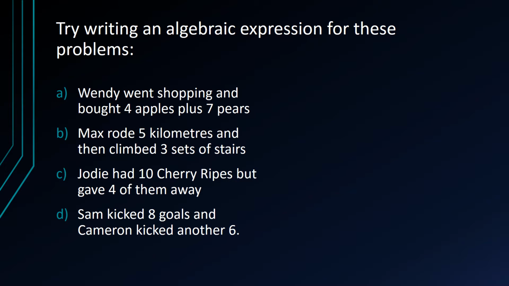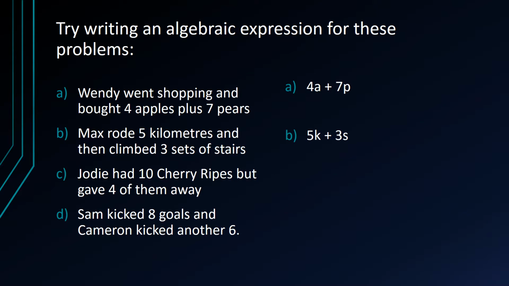Next, let's try writing an algebraic expression for these problems. So our first problem, Wendy went shopping and bought 4 apples plus 7 pears. So we can represent this if A are apples and P are pears. We've got 4A plus 7P.